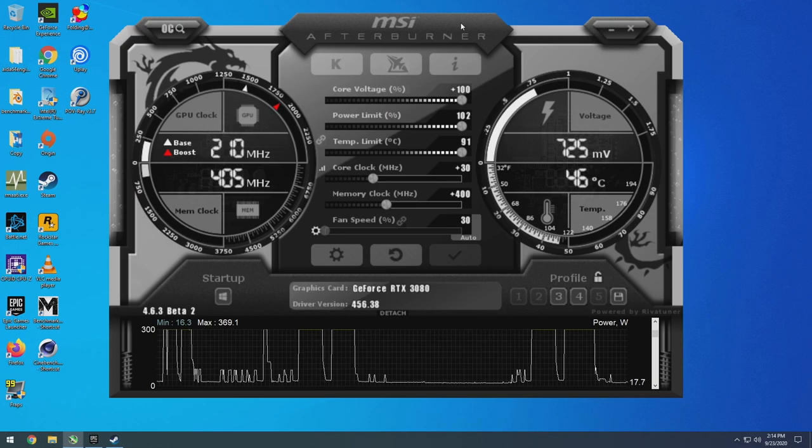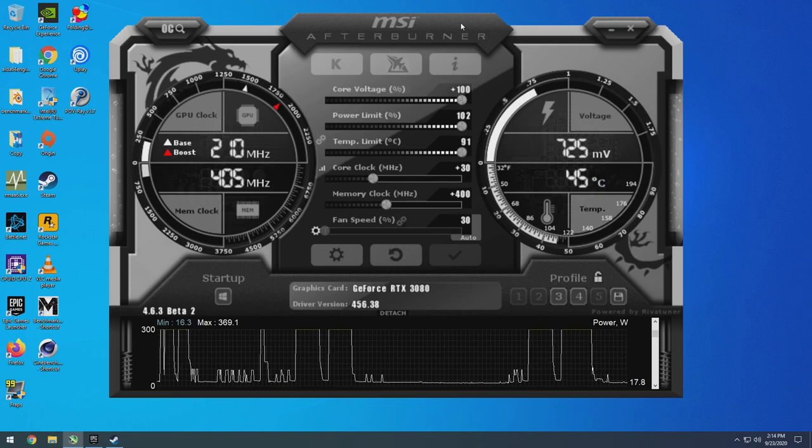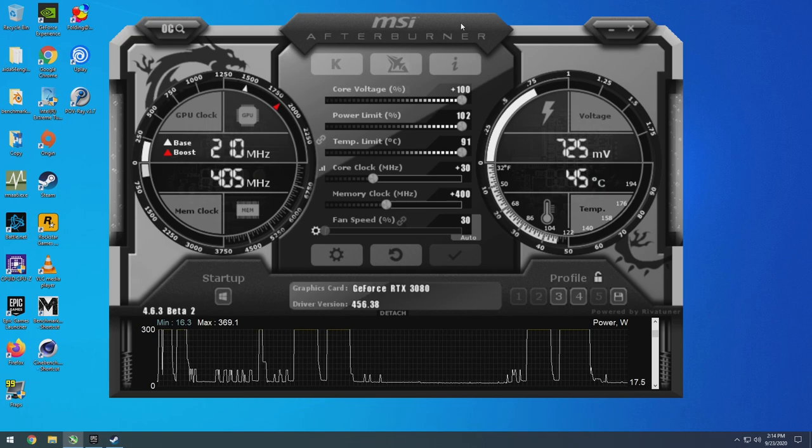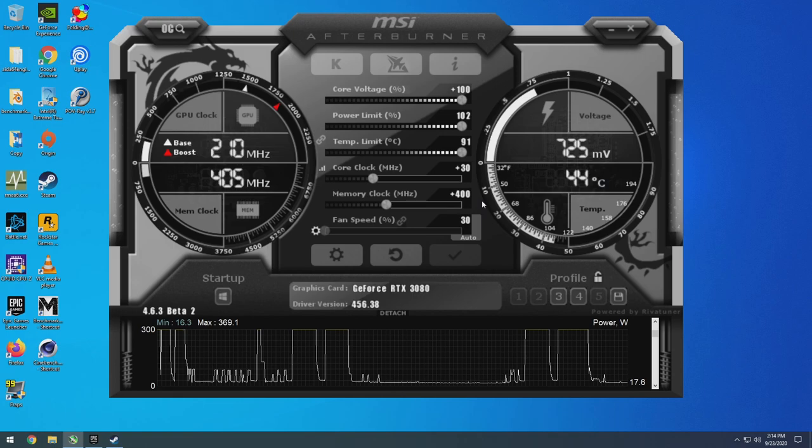But once again, this tutorial is meant to give you an idea of what you can do with your own video card, because not all of them are the same. They all clock differently, but you're going to be looking at a range of not more than 45 on the core and probably not much more than 400 on the memory, if you even get that high.